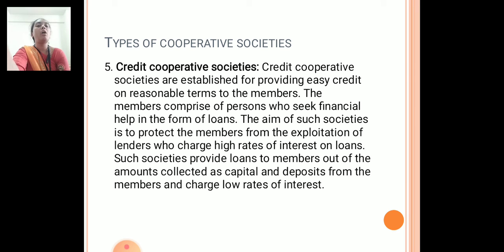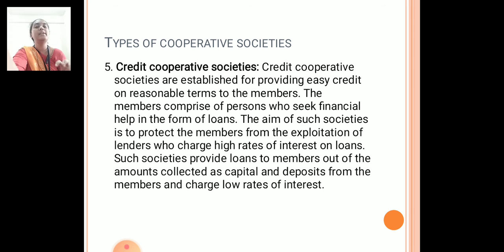So in order to solve such problems, the members who are in need of financial help form the society and contribute some money so that it becomes a pool of money. Whoever is in need is lent a loan, and they have to pay the interest along with the principal amount, but the interest charged will be very low. Such societies provide loans to the members out of the amounts collected as capital and deposits from the members, and charge a low rate of interest.